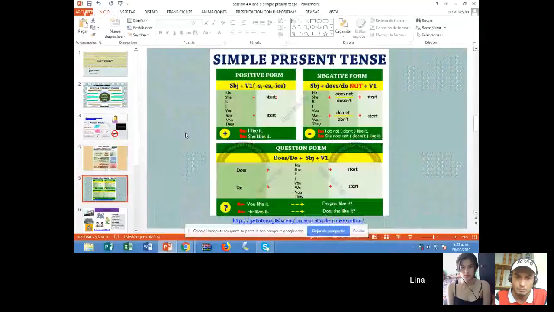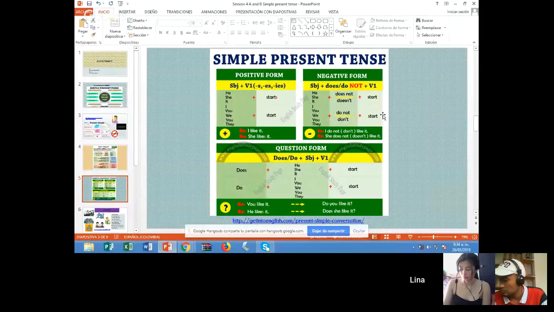So here I have another explanation about the simple present tense. In positive form, the verb is the regular one. In the third person, we add the S. Don't forget, this is important. Depends on the verb if you use S, ES, or IES. In negative form, we use does not or doesn't in third person. Here we have the other one and we use do not or don't. Okay? And the verb is the same.